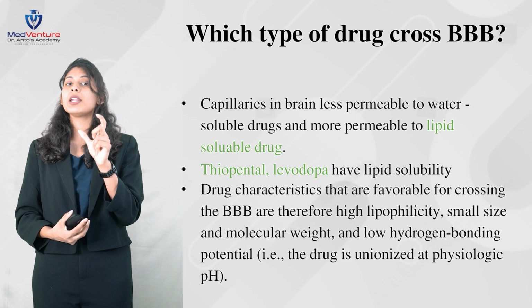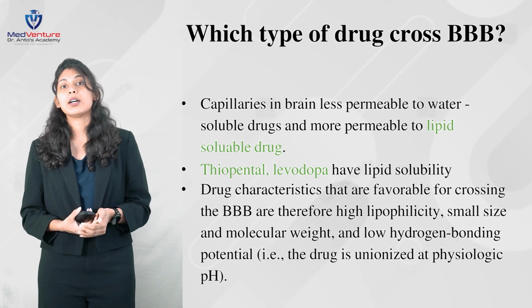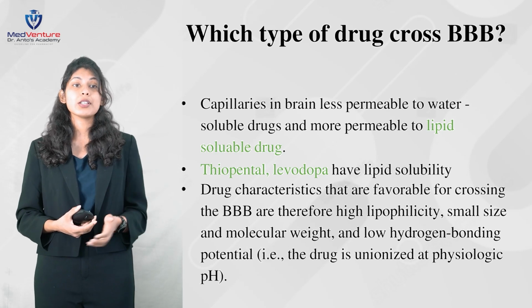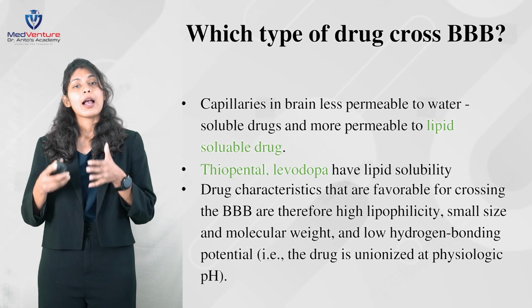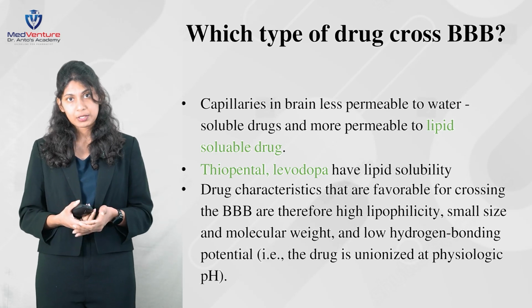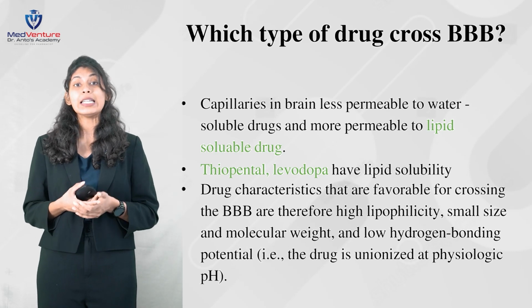Of course, only molecular weight and small size drugs can cross it easily. And low hydrogen bonding potential, that is, the drug is unionized at physiological pH. So as I told you, lipophilic drugs can get absorbed easily or can cross the membrane. Same way, unionized drug can get absorbed and can cross the membrane easily.